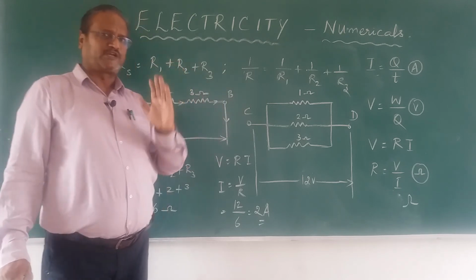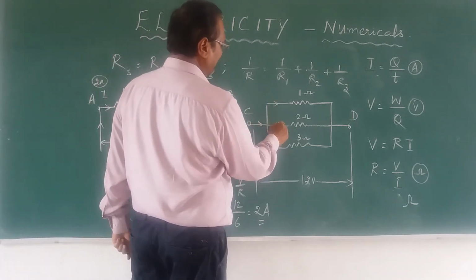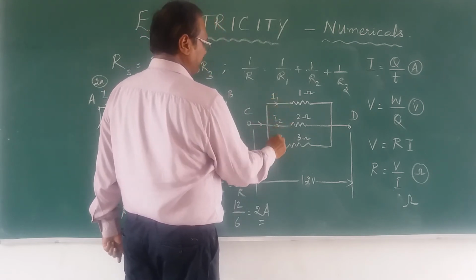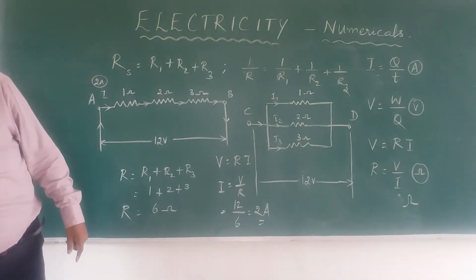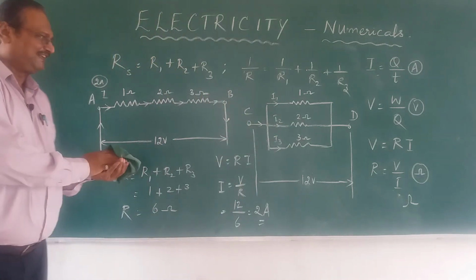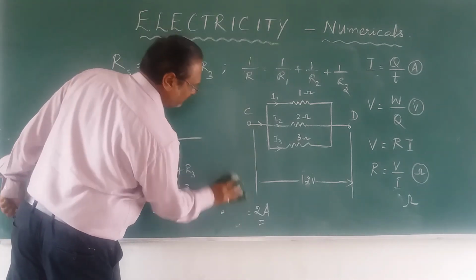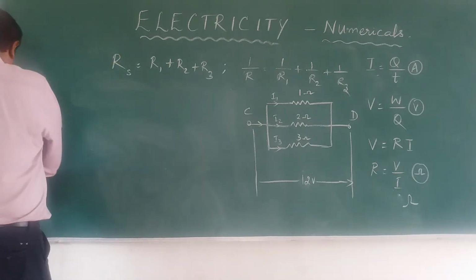But you have to remember, the current is only till here, because after that the current will branch out into I1, I2 and I3. So this is one step. Next, first we will calculate the total current. Let me erase this part now, and take the data from there and solve the problem.